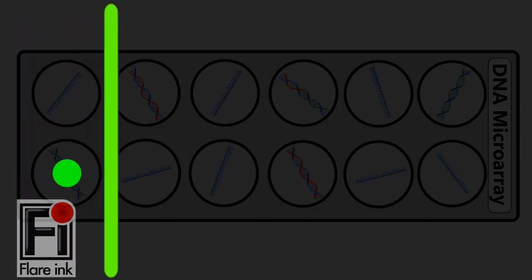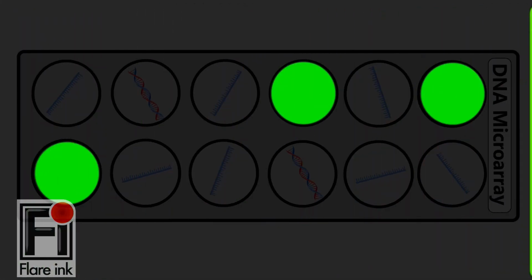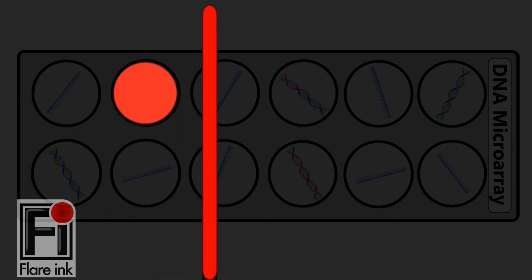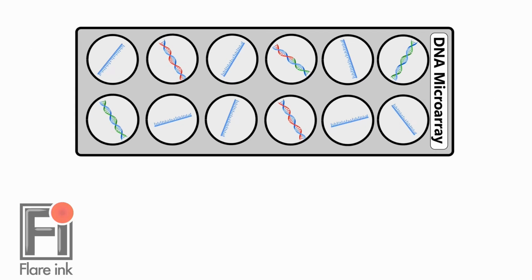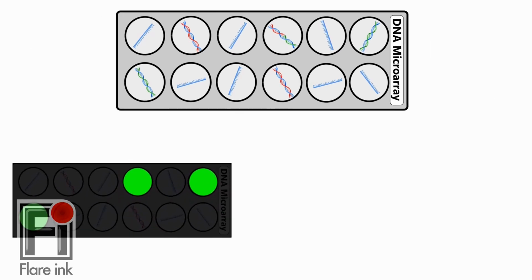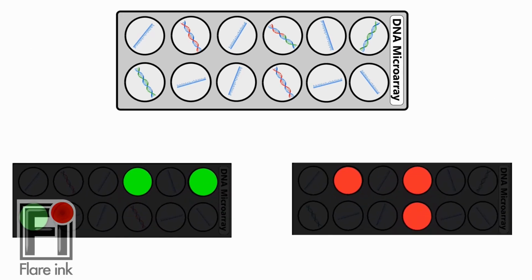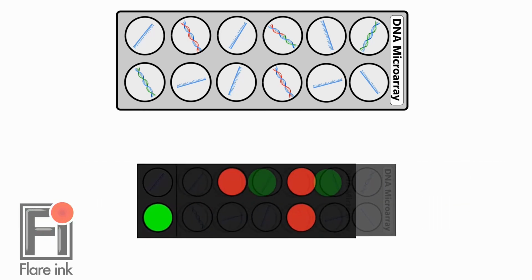We scan our microarray using a green laser. The illuminated spot represents the genes that are expressed in our normal cell. We then scan again using a red laser. This time, all the illuminated spots correspond to the genes that are expressed in our cancerous cell. We fetch both these separate results and we combine them to form our final output.